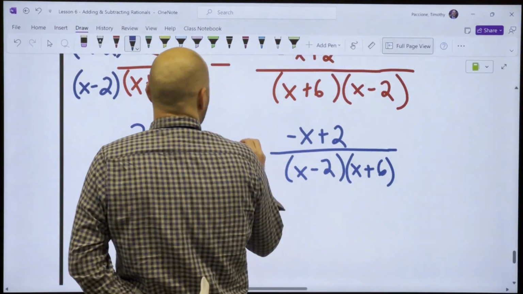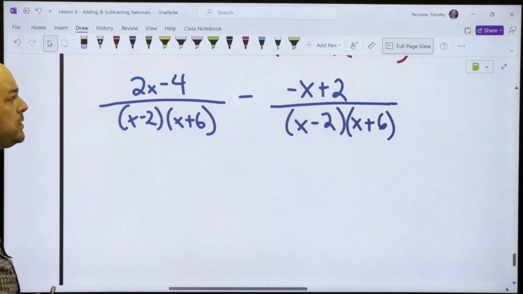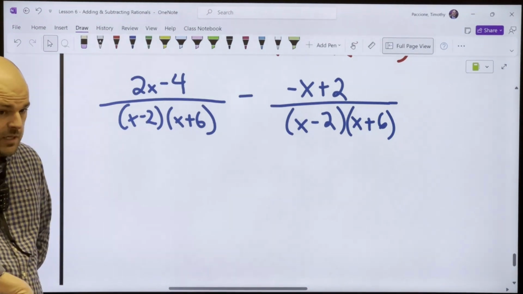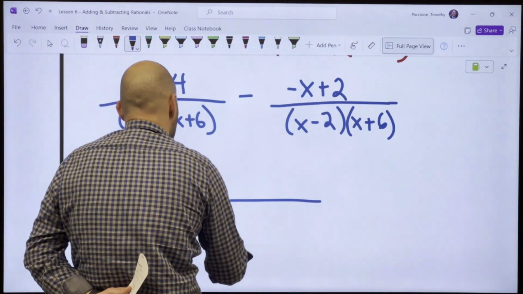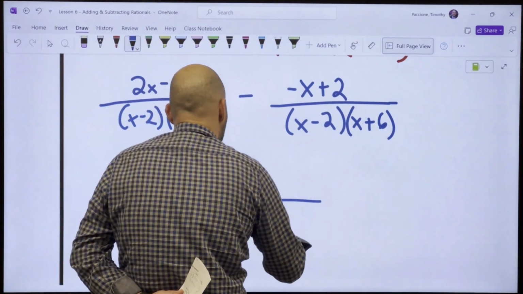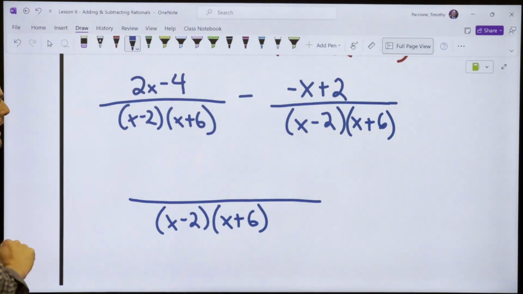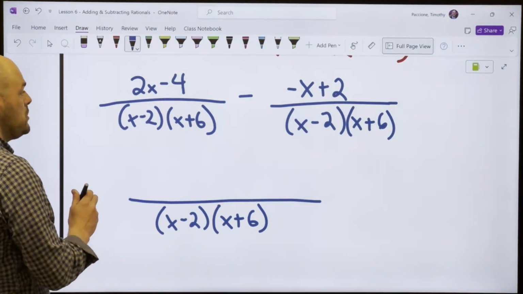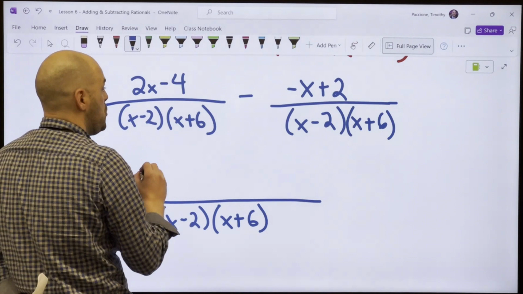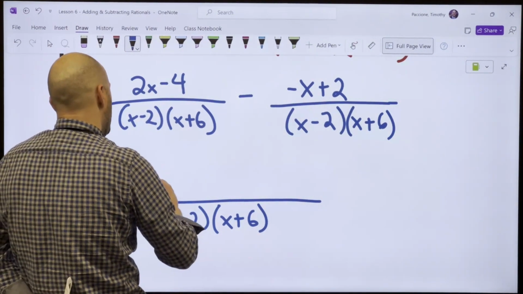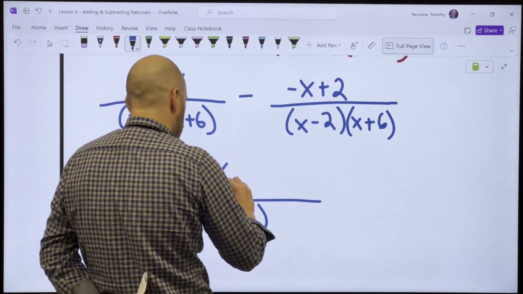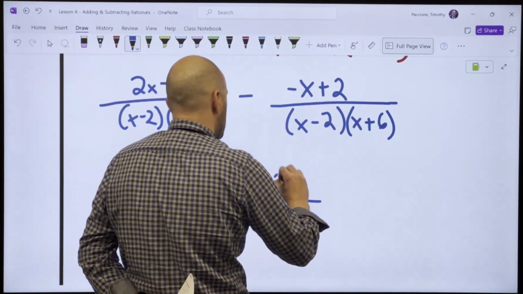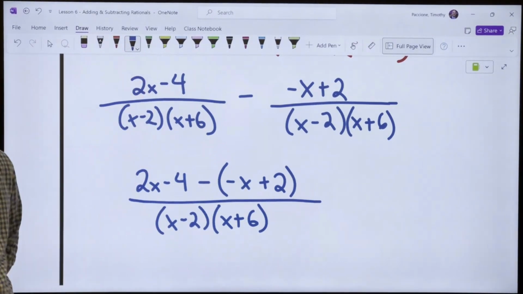All right. Now, we have subtraction, right? So this is from the front. You keep the denominator, right? x minus 2, x plus 6, and I do what to the top? You subtract. So what subtracts from what? 2x minus 4 minus parentheses negative x plus 2. Right? If you forget those parentheses, you'll get a different answer, right?